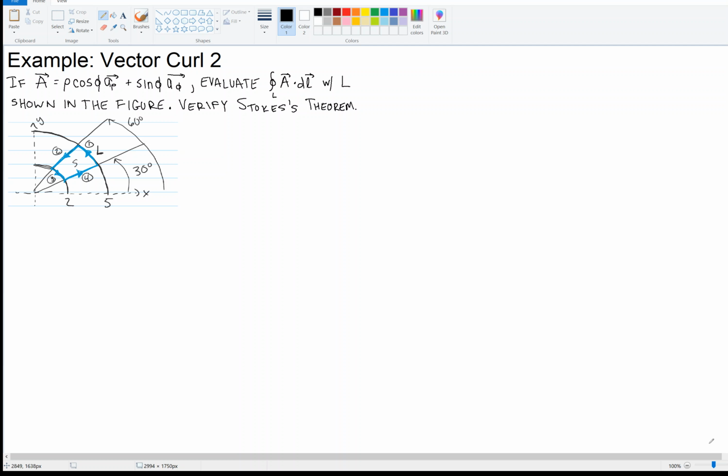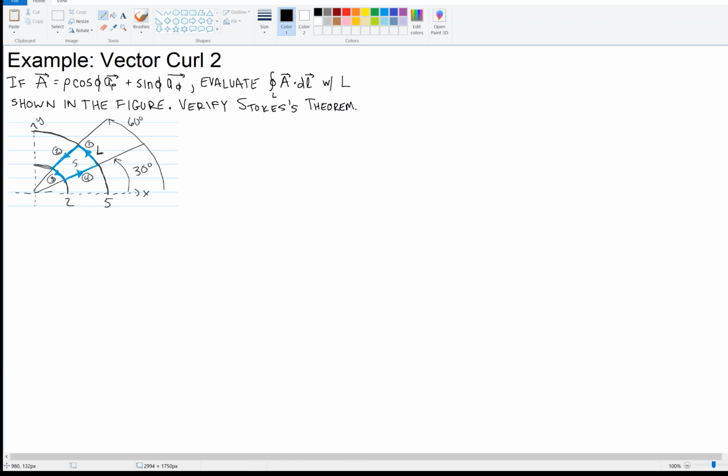Alright, I've got an example here of vector curl and in particular Stokes theorem. I've got a field A which is given in cylindrical coordinates with a rho and a phi, no az component there, and we're going to evaluate the closed line integral A dot dl around this path shown in blue. So that's L, the path shown in blue. Notice the direction of the arrows. And then we're going to verify Stokes theorem.